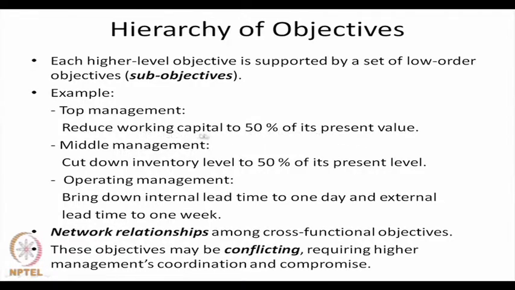So, if the lead time reduces, the inventory level reduces and the working capital reduces. This is a very good example where it says that if the higher order objective is to reduce the working capital to 50%, then the sub objective is to cut down inventory level to 50% of its present level, and another sub objective is to bring down the internal lead time to 1 day and external lead time to 1 week. Now, apart from these hierarchical relationships to achieve an objective, there is also a horizontal relationship.